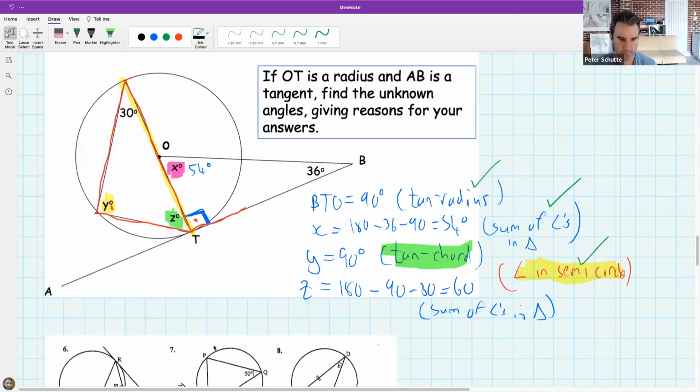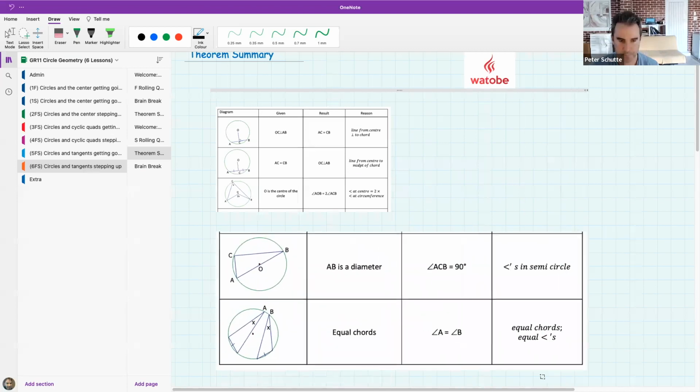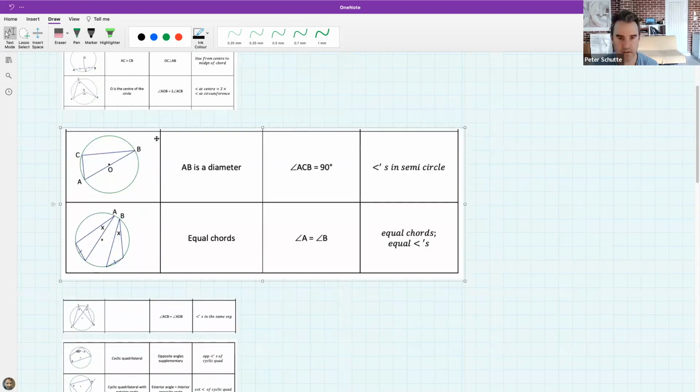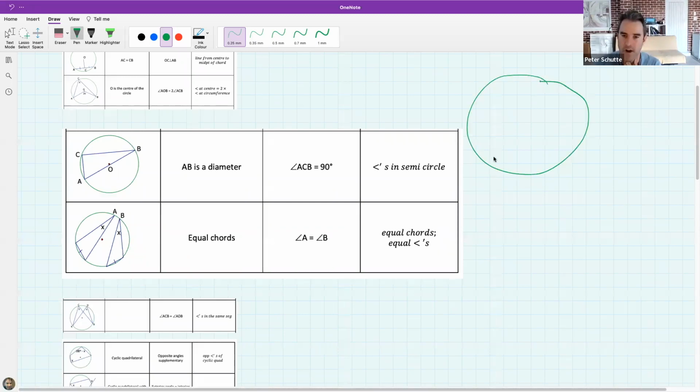My second question, may you please explain the reason for angle in semicircle? Angle in a semicircle. So yes, let me just go to my theorem drawing here. So this should actually be angle in semicircle, it's not angles, but it's just the fact that you have a circle, and whenever you have a diameter, whenever you subtend an angle at the circumference, that angle will be 90.